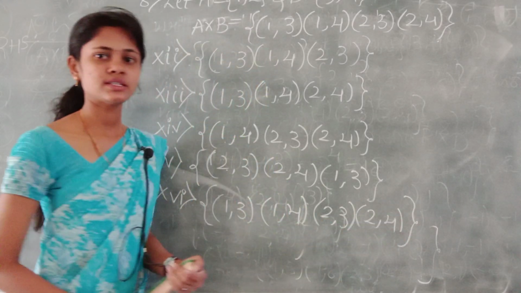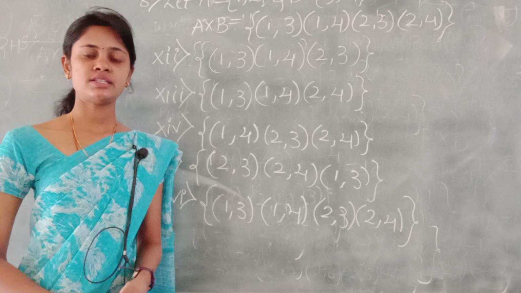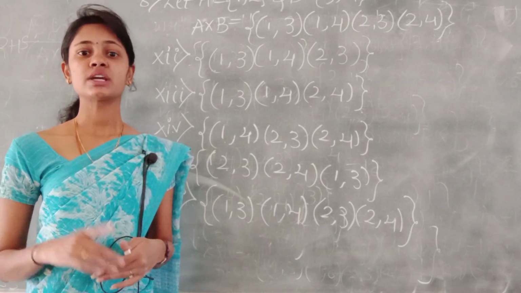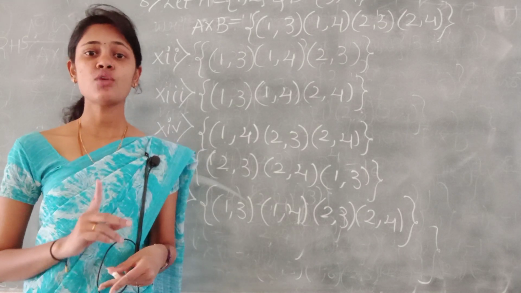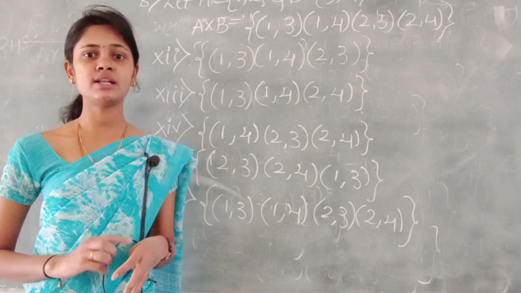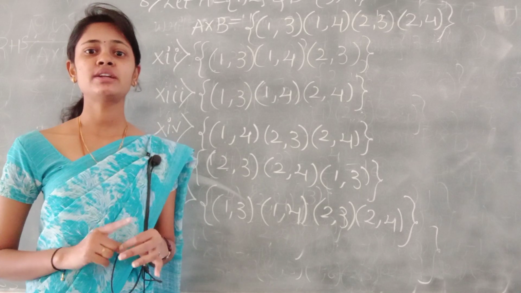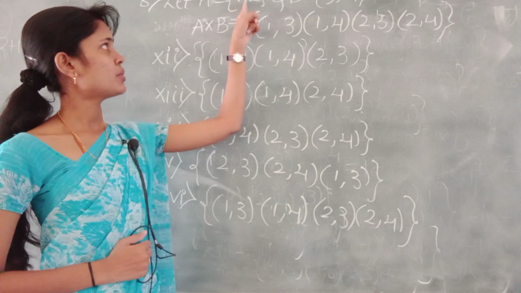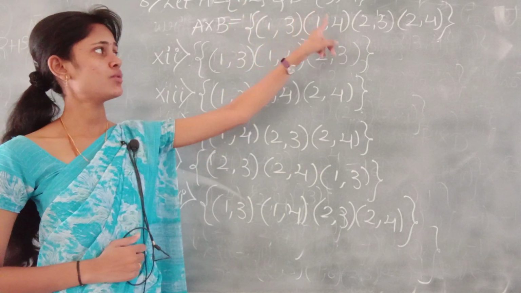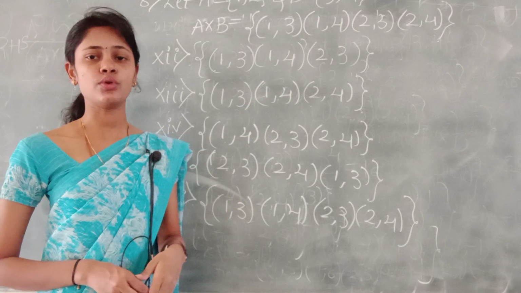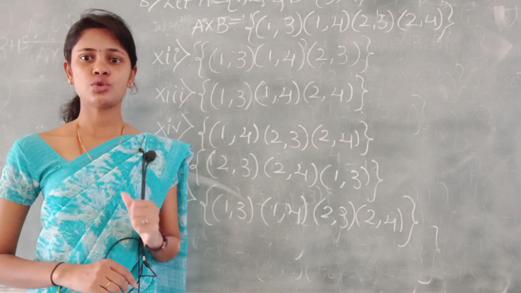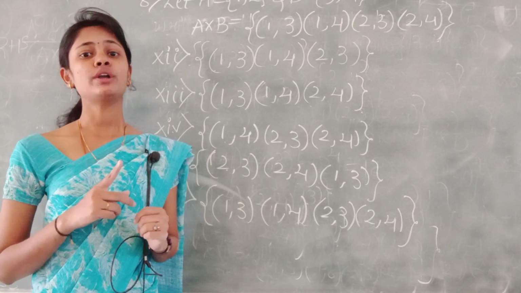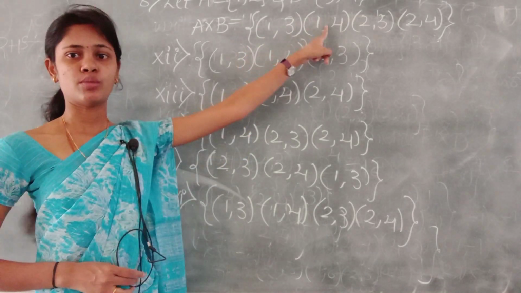So these are the subsets for the given Cartesian product A cross B. Once again, what you had written: firstly, the null set is a subset of every set. So the first set is the null set. The second sets you had written contain only one ordered pair, that is (1,2), (1,3), (1,4), (2,3) and (2,4). Those are 4 sets. So totally 5 sets.